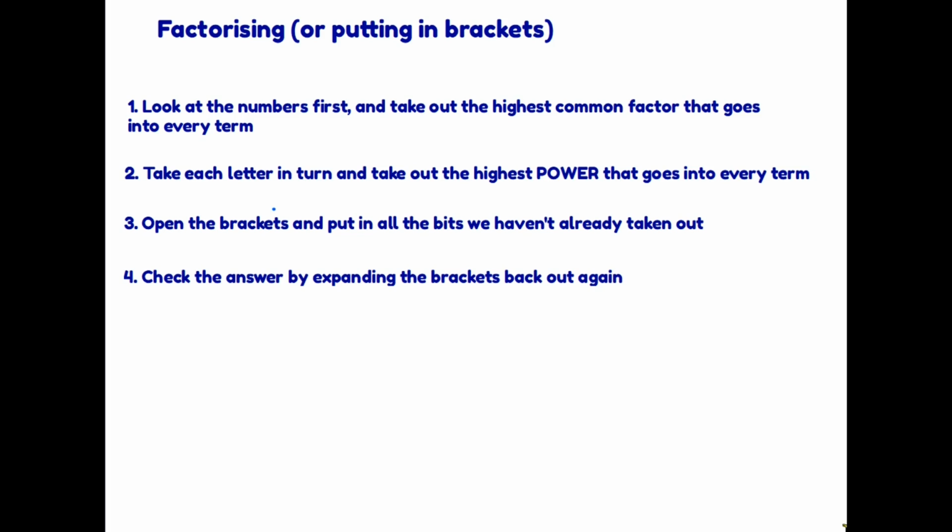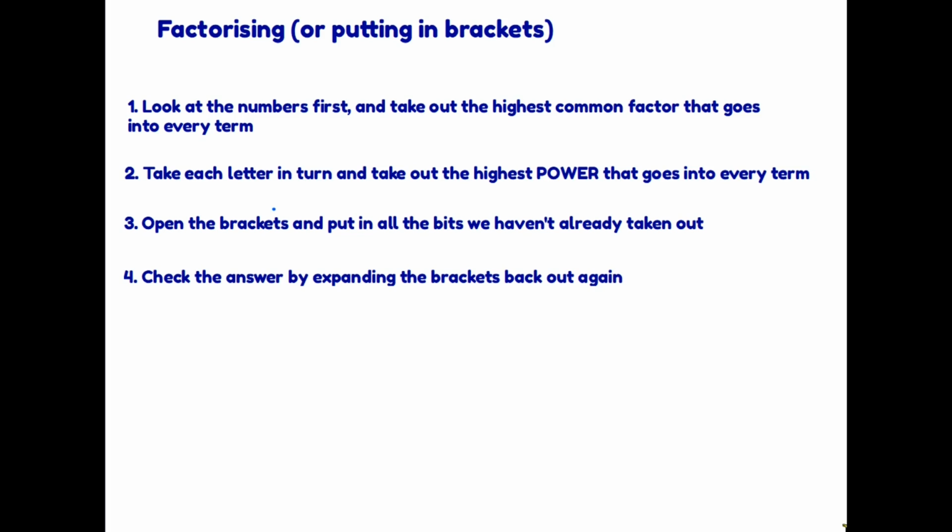Now on the screen here you'll see 4 stages that we're going to go through in order to do this. They may seem a little confusing at first glance. Don't worry about it, we are going to take this one step at a time. The first thing we're going to do is consider the expression and look at all the numbers in each term. We're going to establish what the highest common factor is for all the numbers in every term.